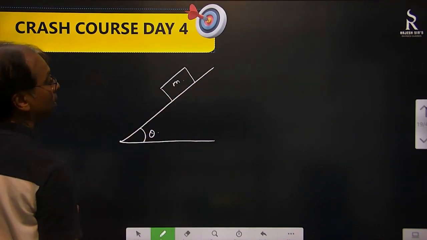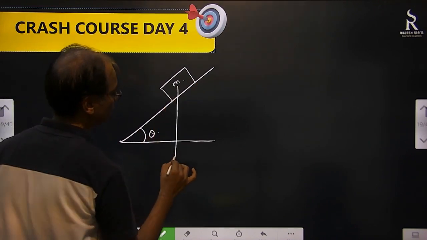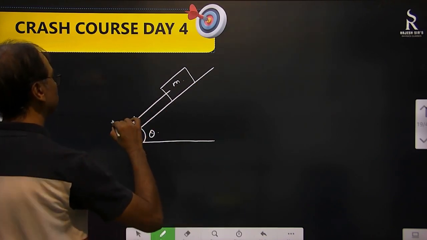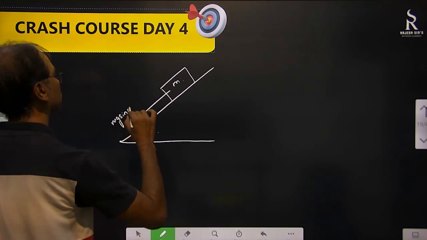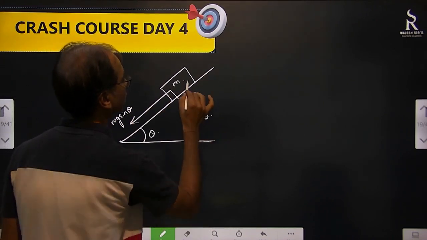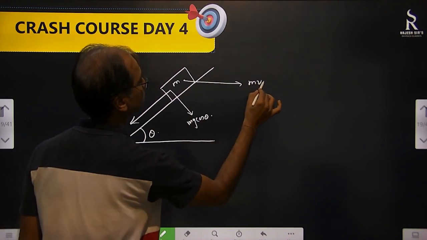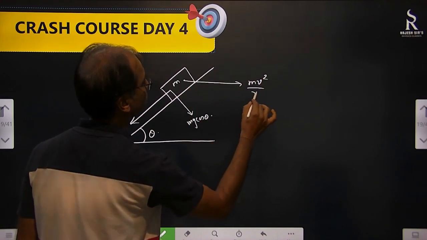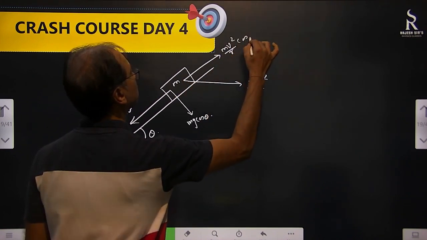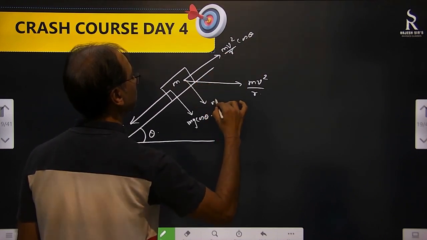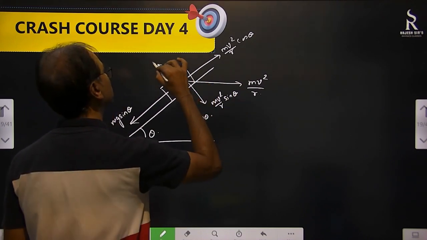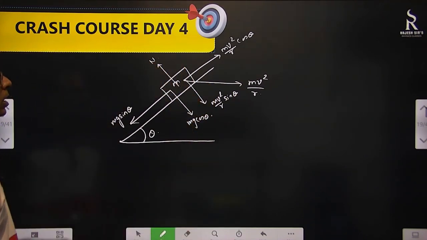Okay. Now what? We all know that mg is acting. I am not making mg because it will confuse, so no need. Mg sin theta, mg cos theta, mv square by r. This also I should not make actually. Okay, fine. Mv square by r cos theta, mv square by r sin theta, normal contact force, right. This much is there.